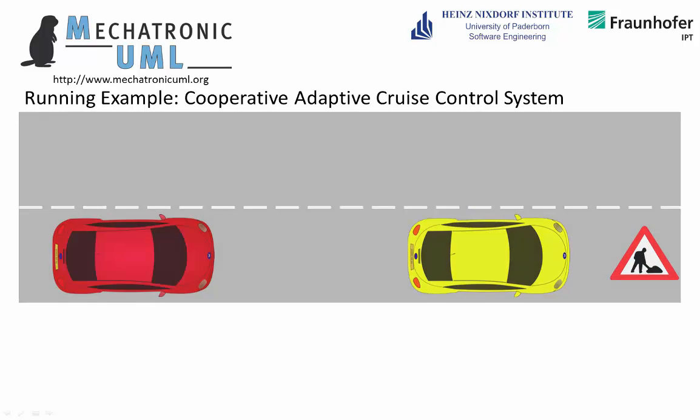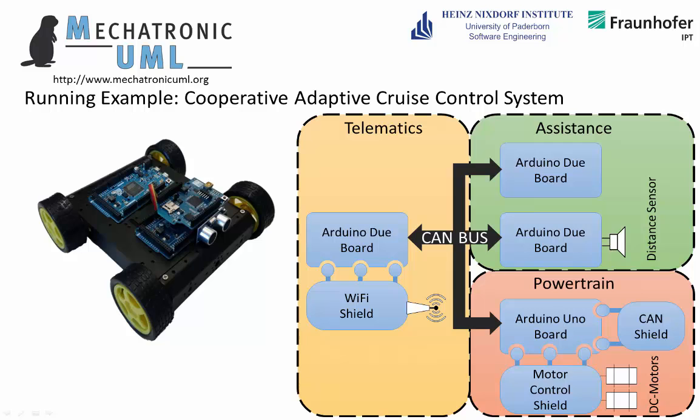For prototyping such a car, we built the described system with the open source hardware Arduino. The distance to the preceding car can be measured via a distance sensor, and the car-to-car communication is realized via a Wi-Fi interface. Our Arduino car is composed of three subsystems: the powertrain, the assistance, and the telematics system.